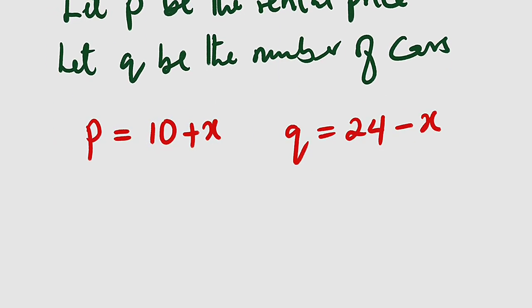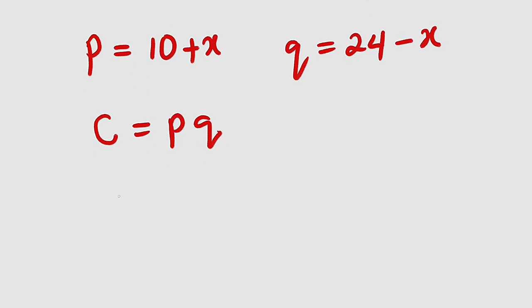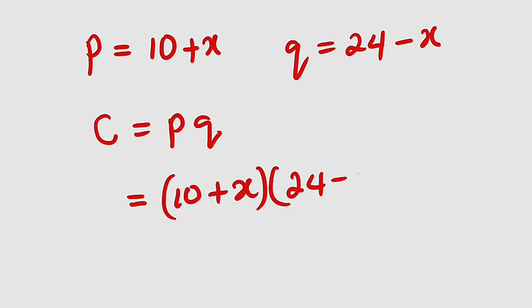So what will be the cost of all the cars? The cost will be what? P multiplied by Q. And this would be (10 + X) multiplied by (24 - X). Right? This is the total cost.